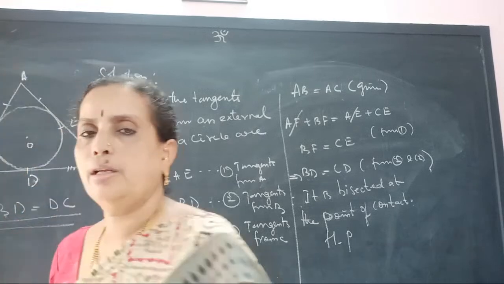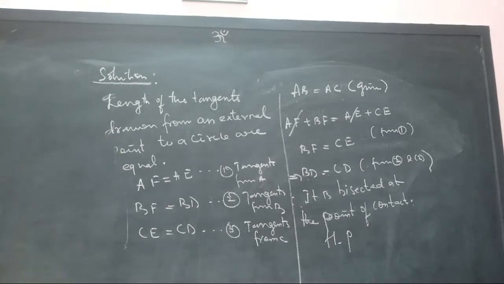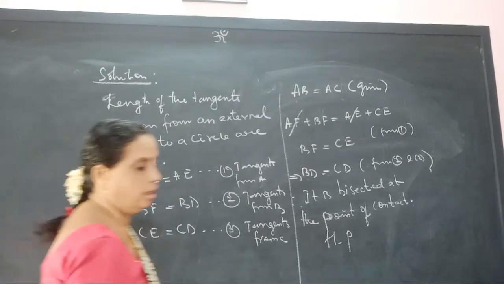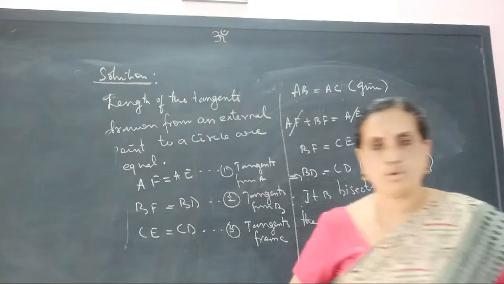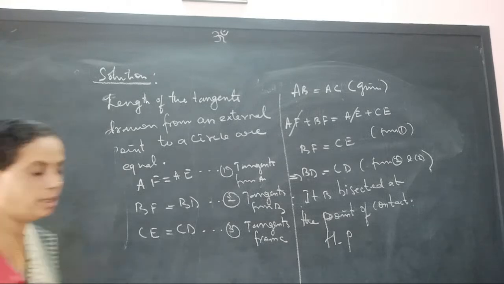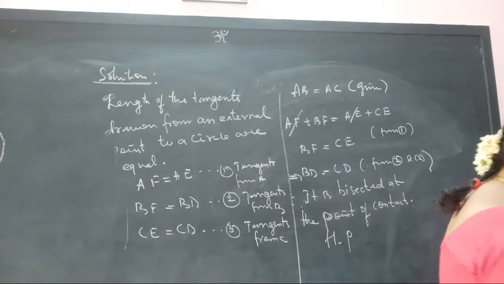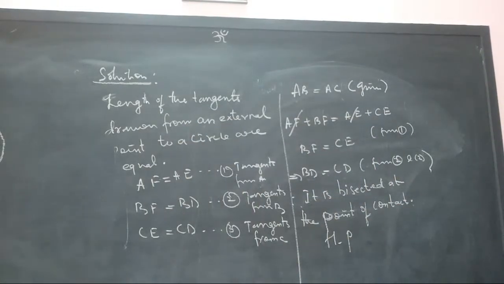Now I will proceed to the next question. I will take the question figure in a vertical manner. It is easier for me to show the result. So take according to the figure what I am going to draw on the board. Get a circle of any radius. They are given the length of the tangent. We have to find out the perimeter of the triangle.